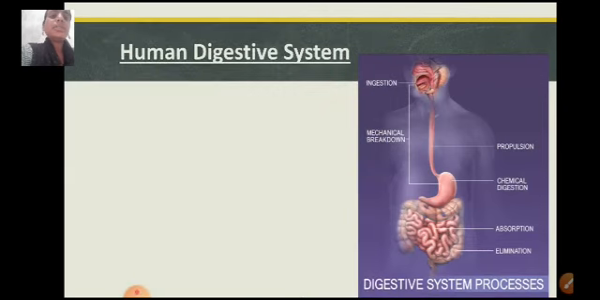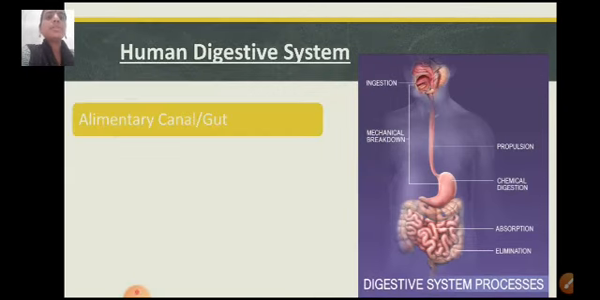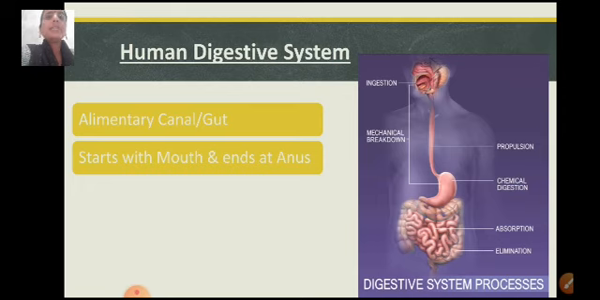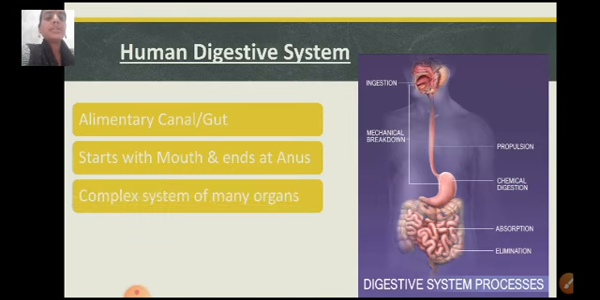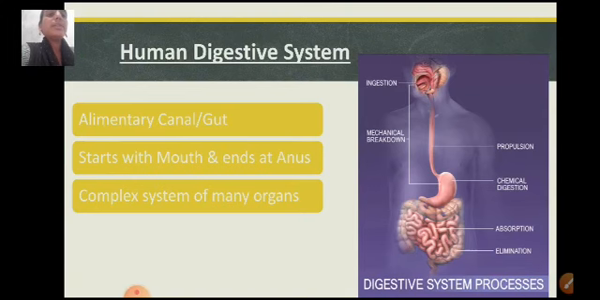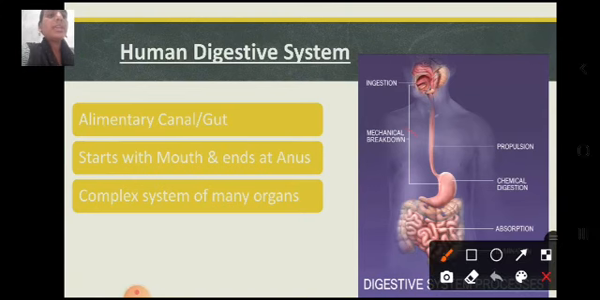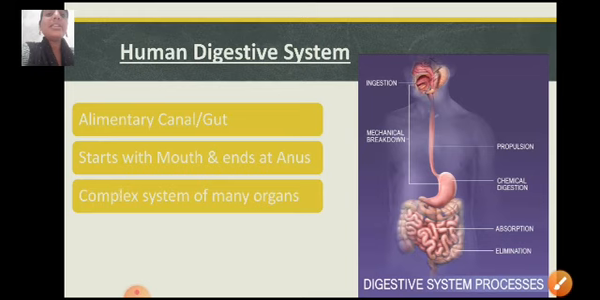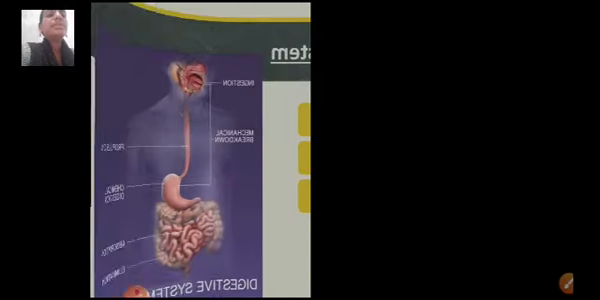By now we have seen that the human digestive system is also known as the alimentary canal or gut. It starts with the mouth and it ends at the anus. It is a complex set of many organs which are involved in the ingestion of food, the mechanical breakdown of food, the propulsion of food, the chemical digestion of the food, absorption of the food, and finally the elimination of the undigested waste from the body. So, this is the main role of the digestive system.